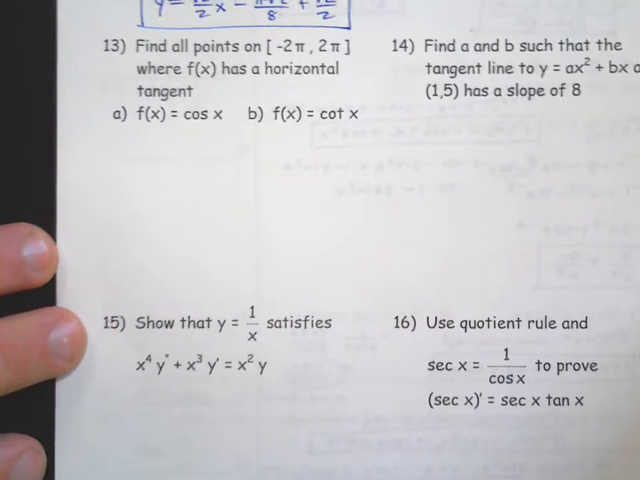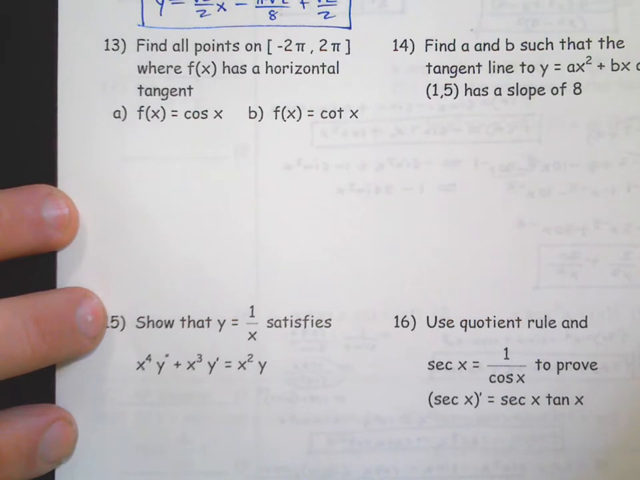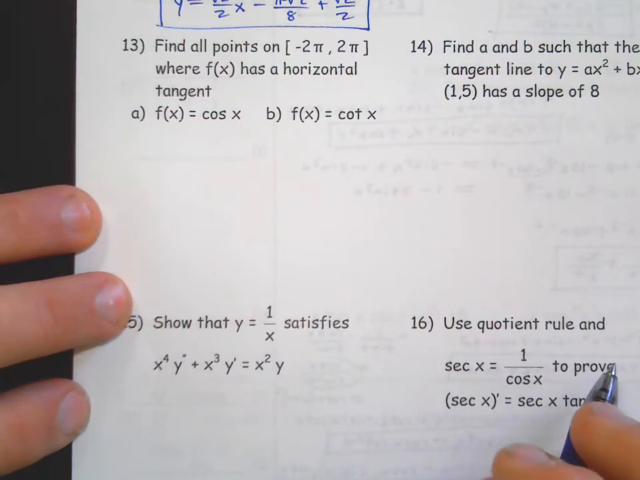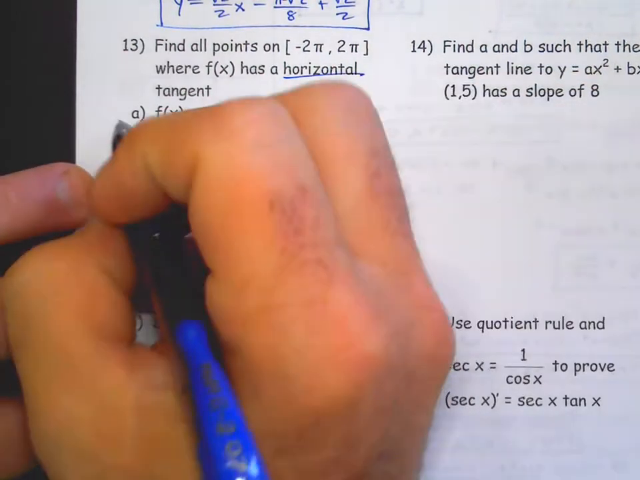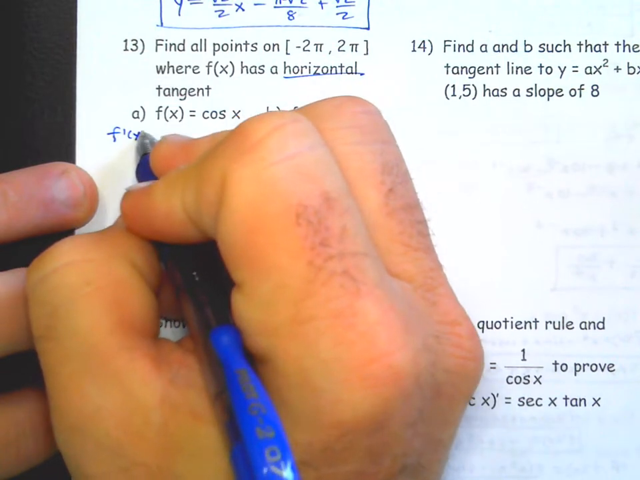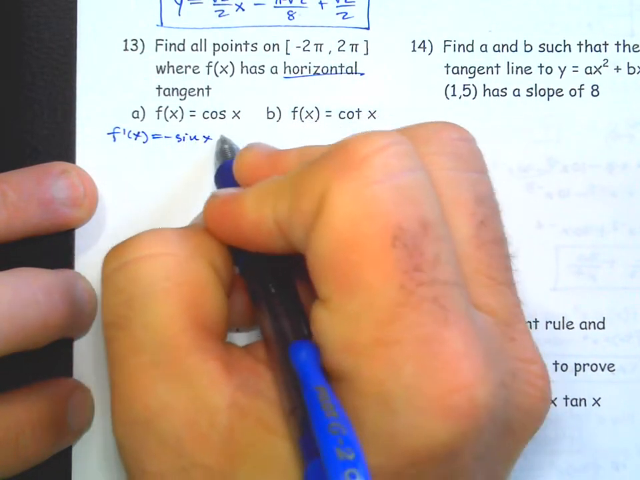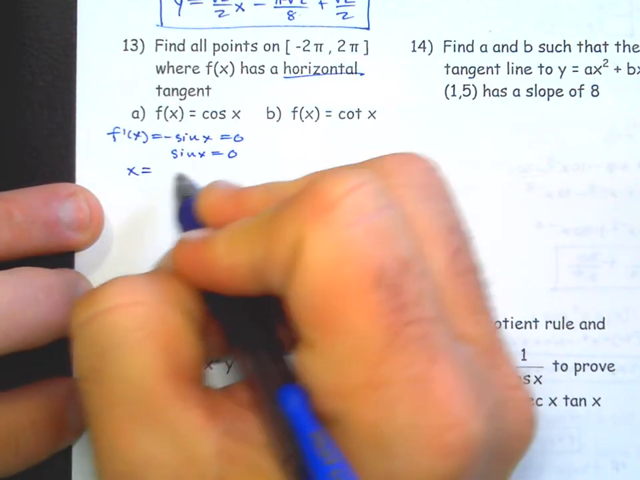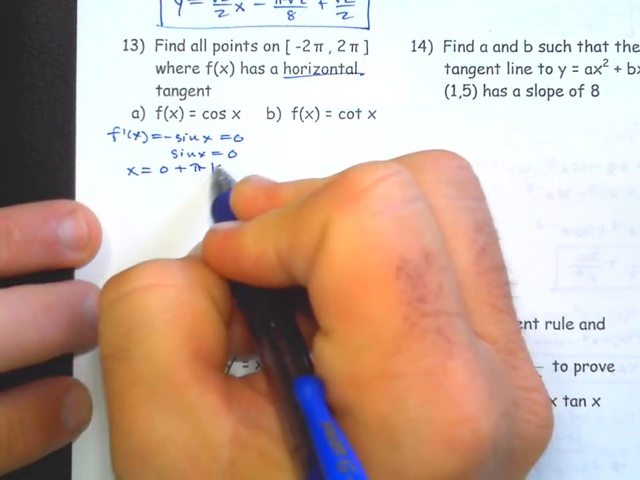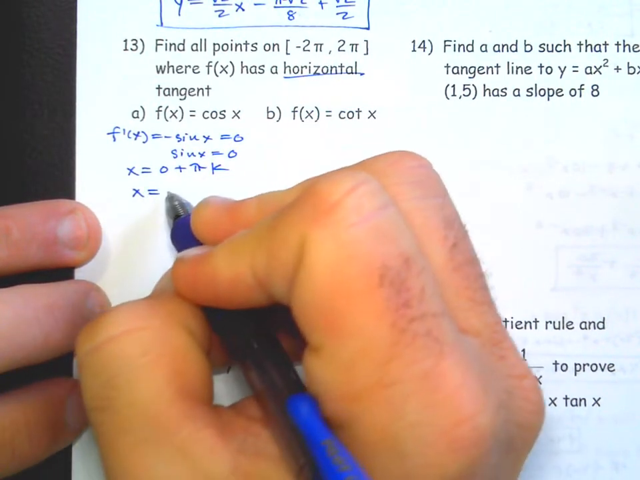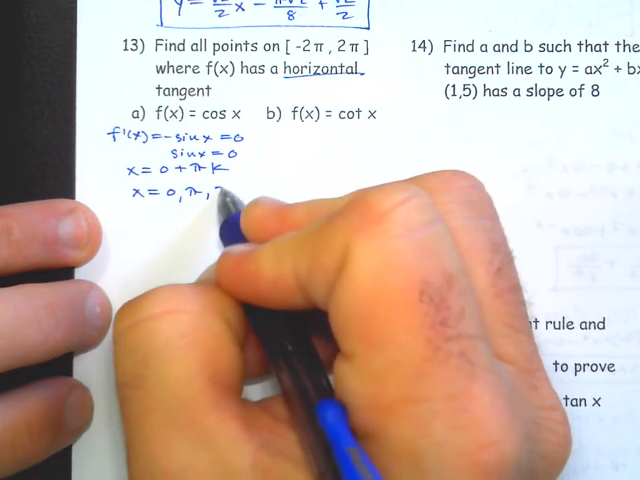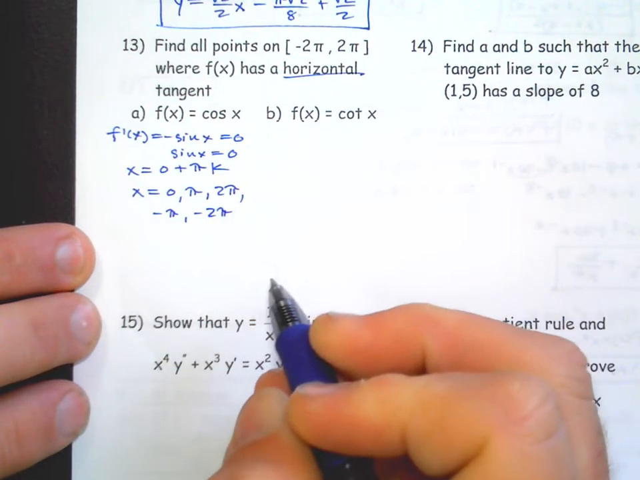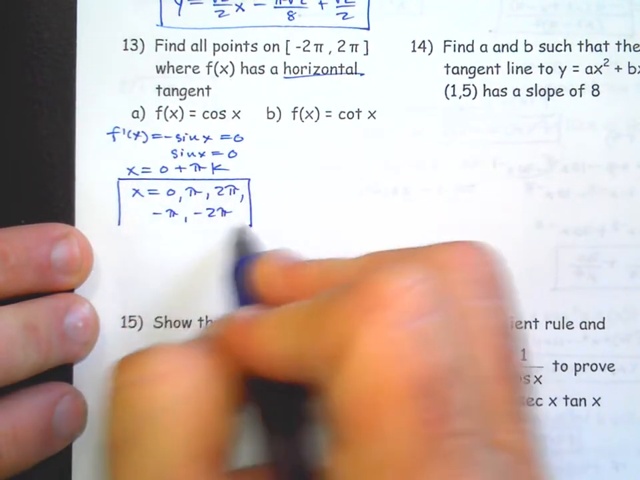(13) Find all the points from negative 2 pi to 2 pi where f of x has a horizontal tangent. Negative 2 pi to 2 pi. A lot of times you do 0 to 2 pi, but horizontal tangent, so our slope is 0. So we're going to take the derivative and set it equal to 0. And then solve. So sine equals 0 at 0 plus pi k. So x equals 0, pi, 2 pi, negative 2 pi. The ends are on the interval, right?